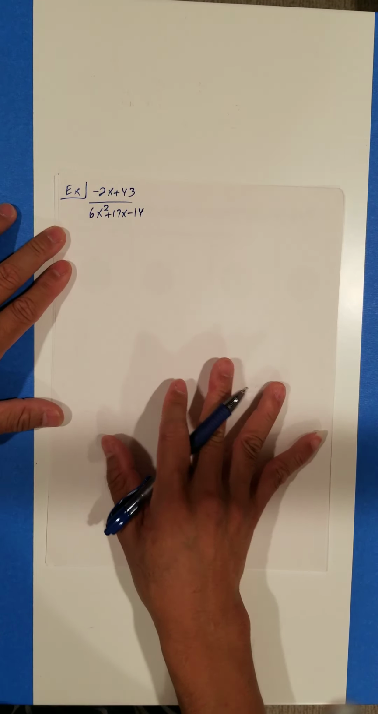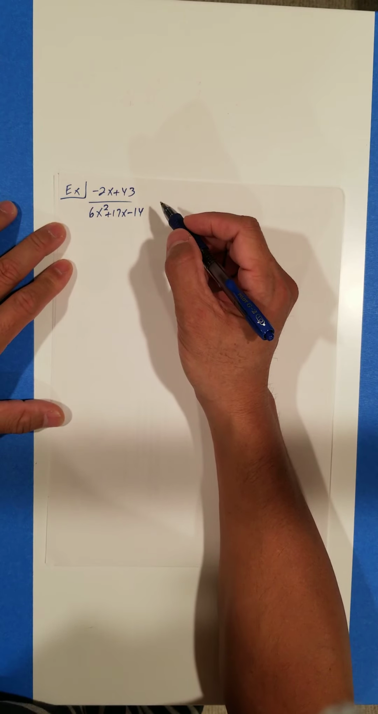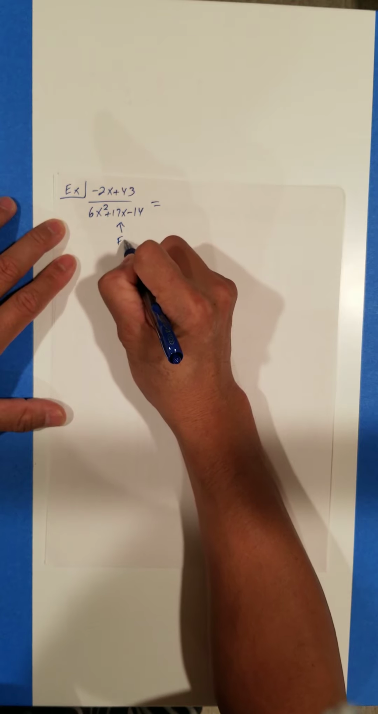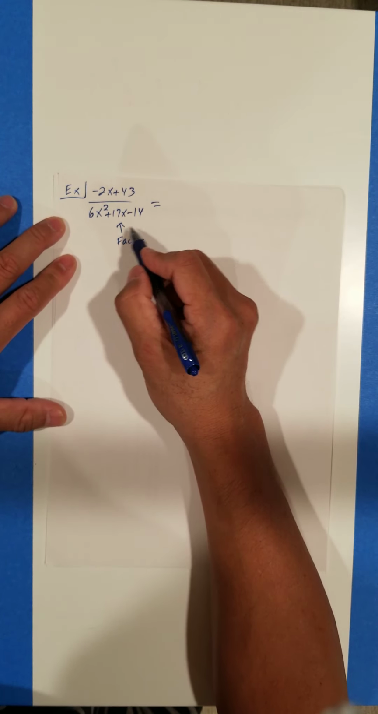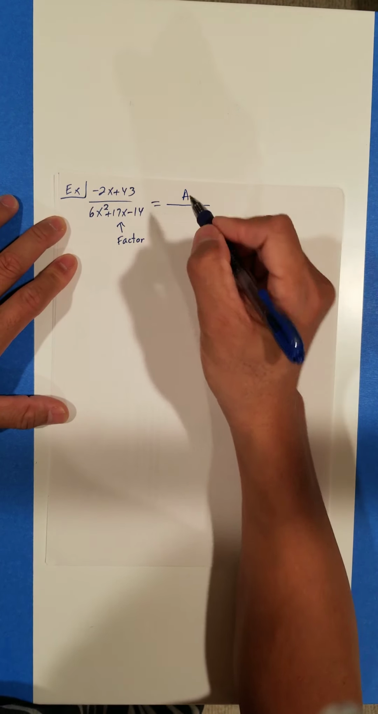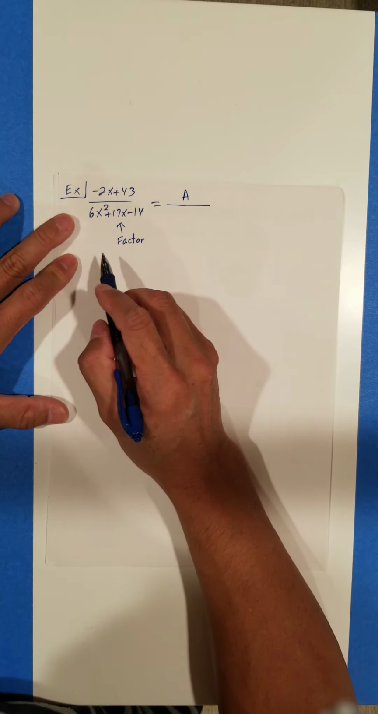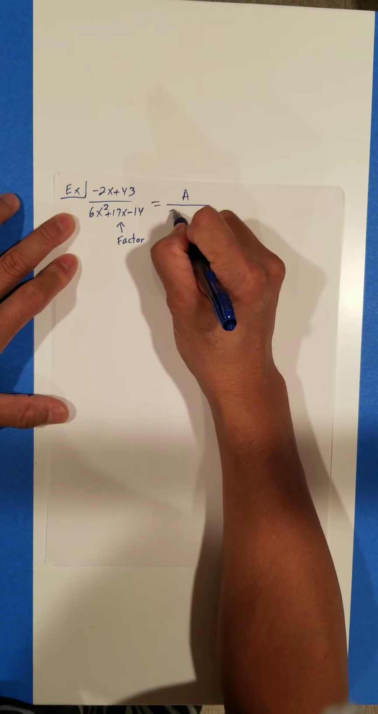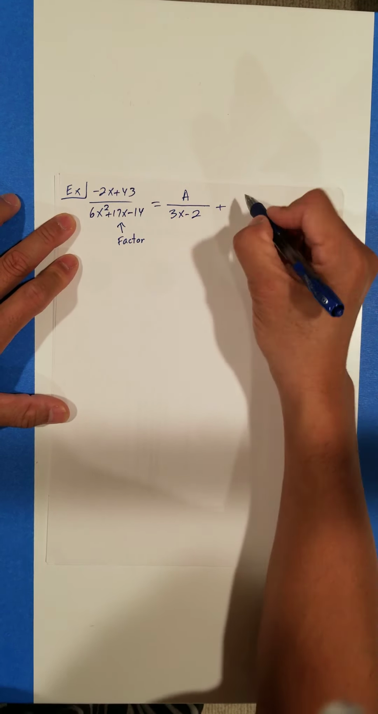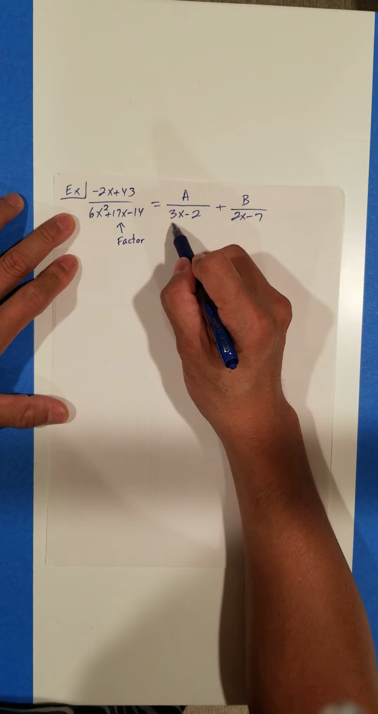Okay, so remember, first thing we did there was we had to factor. We got to factor this guy. I'm not going to go through the whole process, but you need to be able to factor this. I'm going to put an A up here. If you factor this properly, it's going to be 3x minus 2. And put a B up here. The second factor is going to be 2x minus 7. When you factor, you should get these two right here.